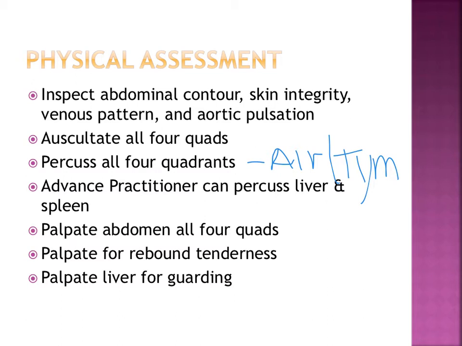You guys know to palpate all four quads. You can palpate the liver and the spleen, but again, this is done by the advanced practitioner. We can palpate for rebound tenderness. Rebound tenderness suggests inflammation. The technique for rebound tenderness is that we will press firmly and slowly over the side that the patient says is painful, and then we will quickly withdraw our fingers. And this can produce rebound tenderness because of inflammation.